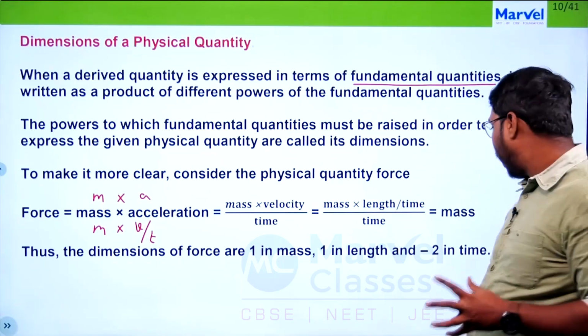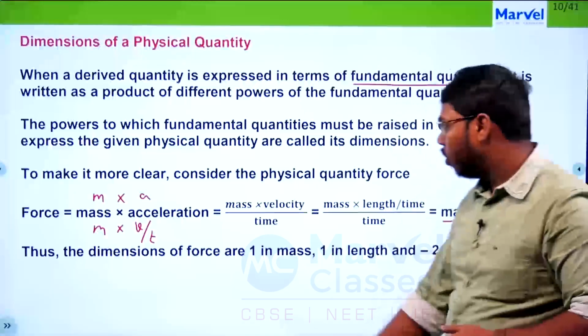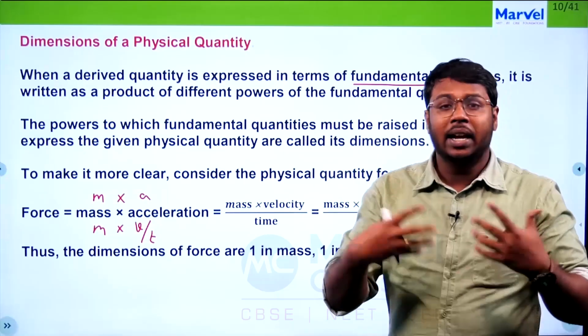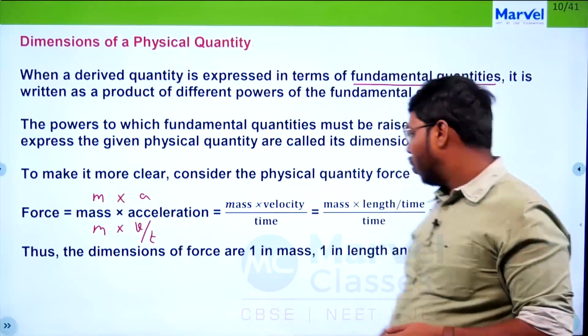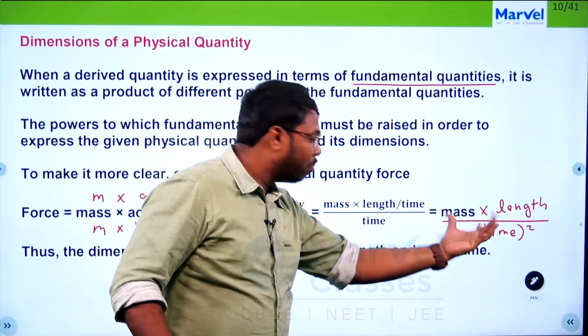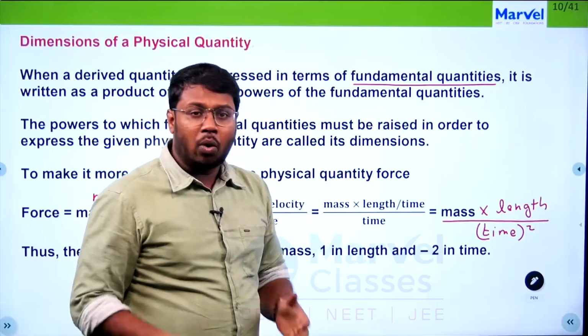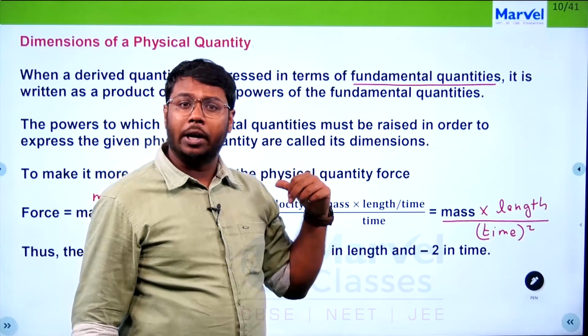So now what I understand is this is equal to mass into length divided by time squared. This is how I have brought them down. If you understand now, force is a derived quantity, and now the force is completely rewritten as mass times length by time squared. So I have used the fundamental quantities to break down my physical quantity.